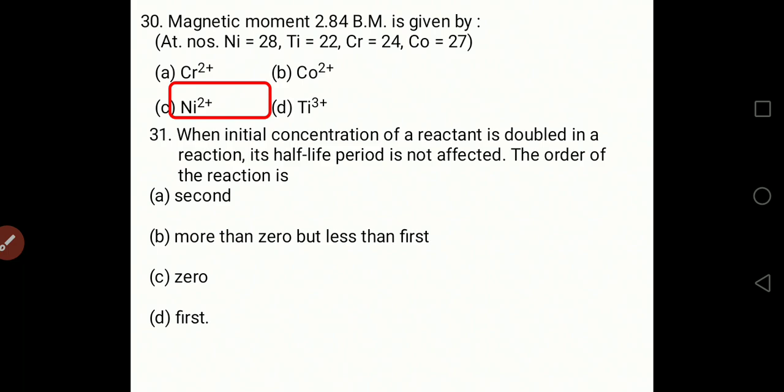When the initial concentration of the reactant is doubled in the reaction, its half-life is not affected. Very famous one. Half-life is independent of the initial concentration. That is which order? Yes, first order reaction.